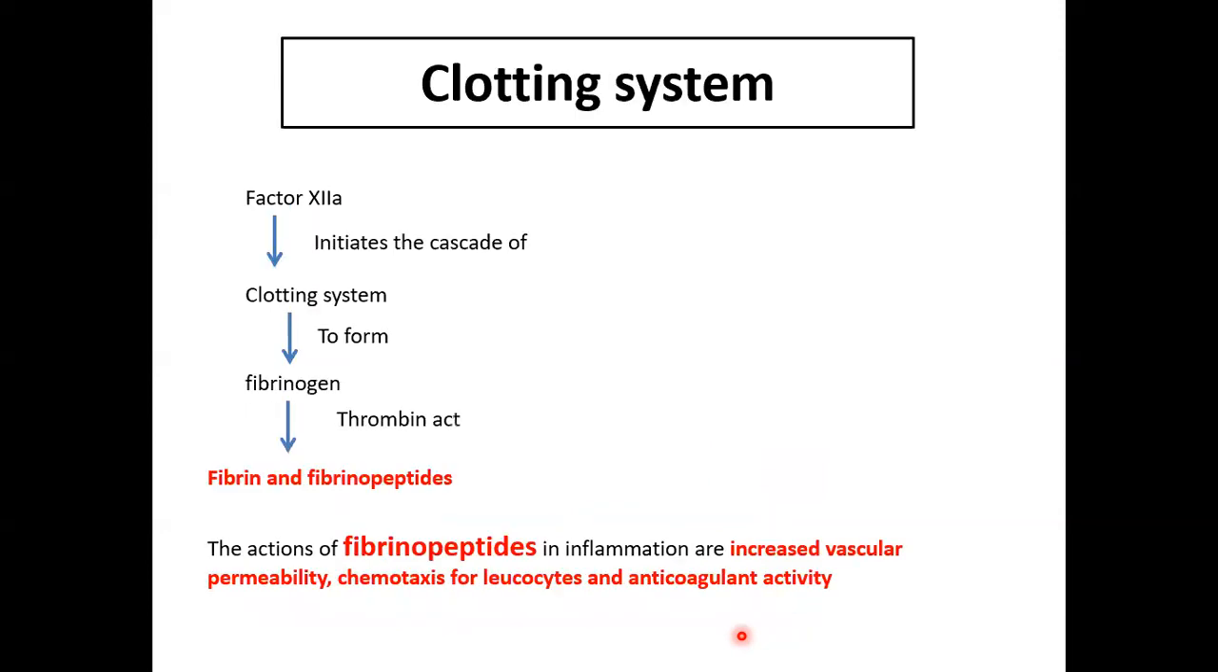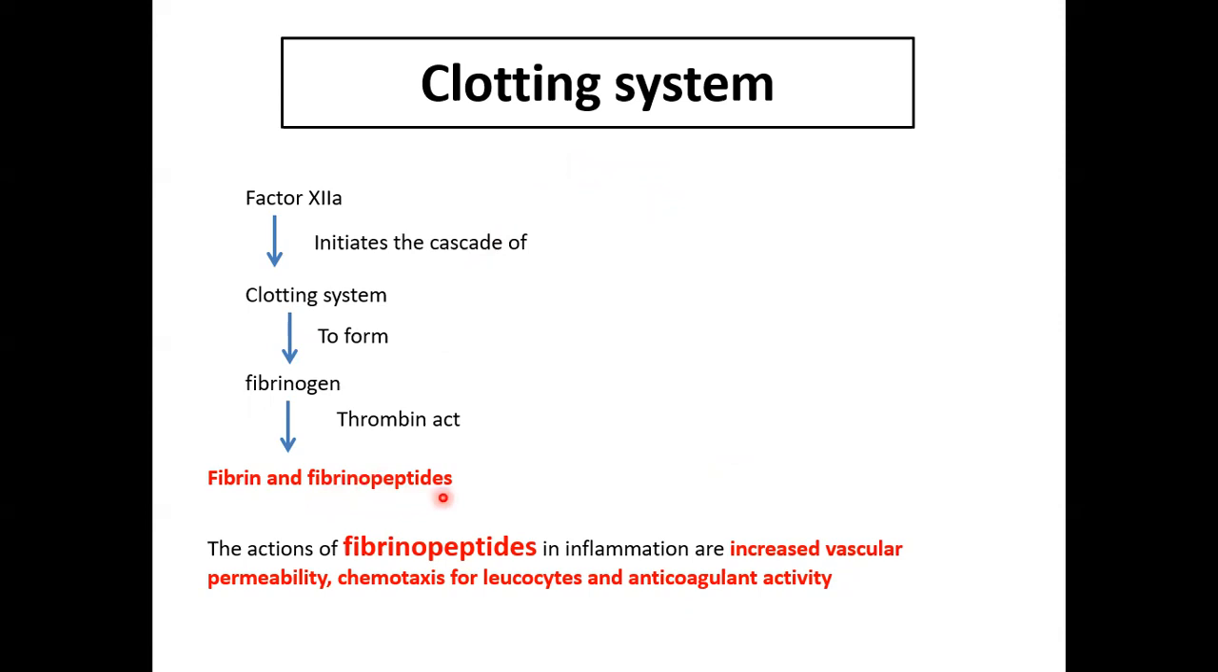Good. Now let's go to the clotting system. In the clotting system, we also have factor 12A, which initiates the cascade to form fibrinogen. When you get fibrinogen, thrombin acts on it, and we get fibrin and fibrinopeptides. The actions of fibrinopeptides in inflammation are increased vascular permeability, chemotaxis for leukocytes, and anticoagulant activity. That's the clotting system.